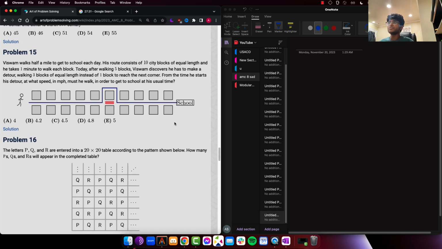Okay, this one walks half a mile to get to school each day. His route consists of 10 city blocks of equal length, and he takes 1 minute to walk each block. Okay, he takes a detour. From the time he takes, what speed must he walk?